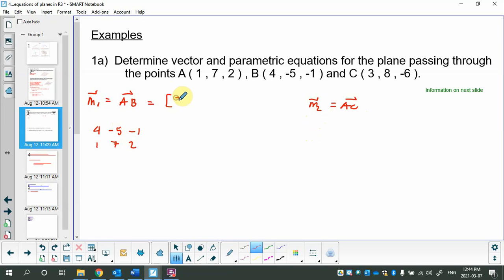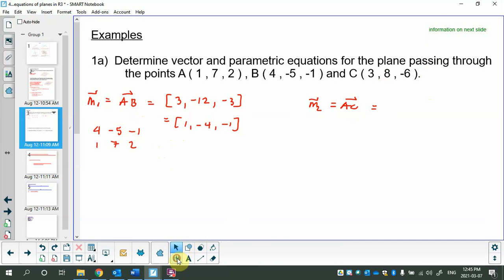So AB means I list B first and A second, and then I subtract. So 4 minus 1, -5 minus 7, -1 minus 2. And because this is a vector, I can choose to reduce it, just making it a shorter vector, but in the exact same direction. Now I'm going to do the same thing here, and yes, I see that I've got information on the next slide. So this one means I need to write down C, and then A, and then subtract. So 2, 1, -8. No reducing here.